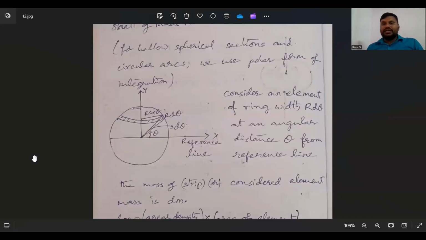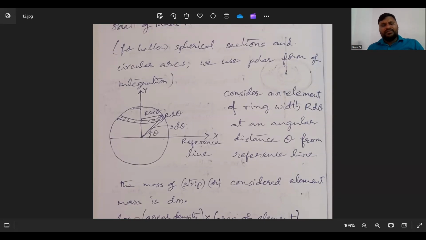Let us consider an element of a ring whose width is r d theta, at an angular distance theta from the reference line. This is a ring whose width is r d theta, and this ring is at an angular distance theta from a reference line. This is the reference line, and this ring is angular distance theta away from the reference line. We consider it like that.